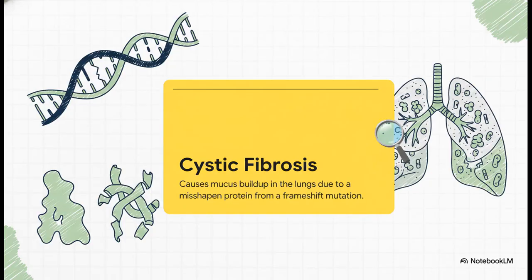Cystic fibrosis, on the other hand, is a textbook example of just how devastating a frameshift mutation can be. The disease comes from a faulty protein that's supposed to move chloride around, and very often, the mutation is the deletion of just a couple of DNA bases. But as we saw, that shifts the entire reading frame, turning the rest of the instructions into total nonsense and producing a completely broken protein.